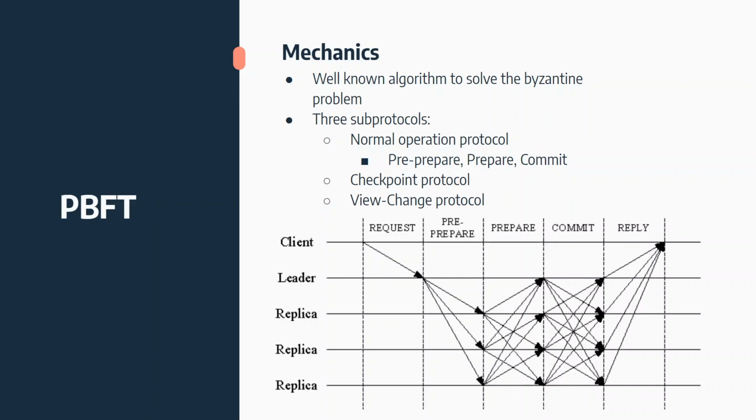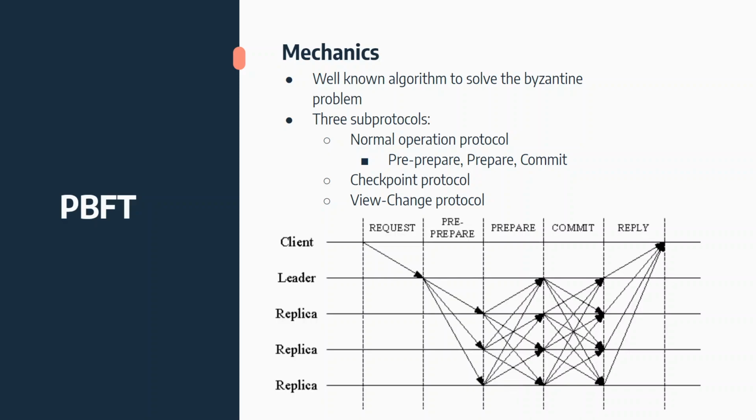The normal operation protocol is the duration between a client's request and the system reaching consensus. It happens in three phases. The first phase is pre-prepare, where a leader node receives a request message and sends a pre-prepare message along with the request message to all of the follower nodes. The follower node then verifies the signature and proceeds to the prepare phase if everything checks out.